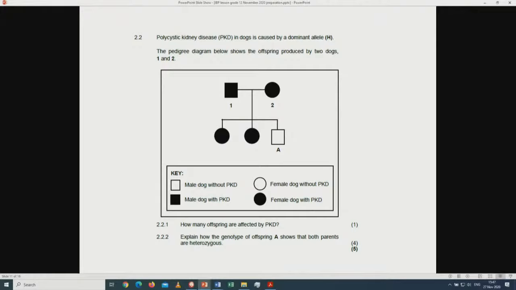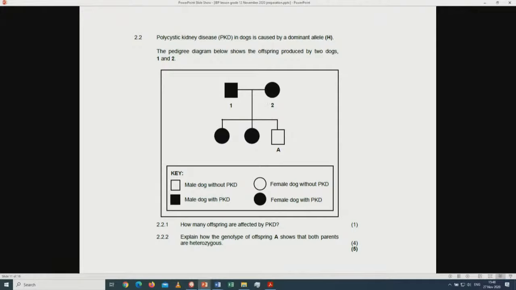Here we have an example of a pedigree diagram question. Now, polycystic kidney disease (PKD) in dogs is caused by a dominant allele, and the pedigree diagram below shows the offspring of 2 dogs. How many offspring are affected by PKD? Now we can see if it is shaded, whether a circle or a square. Remember, in pedigree diagrams, a square represents a male. If it is shaded, it will be a male dog with PKD. And if it is a shaded circle, it's a female dog with PKD. So we have 1, 2, 3, and 4 affected.